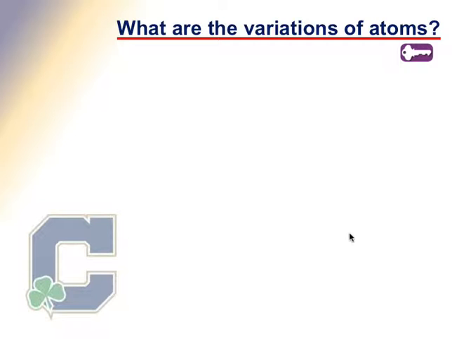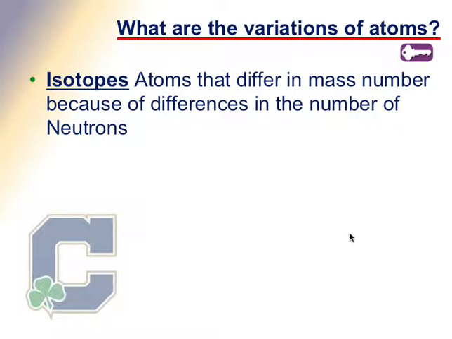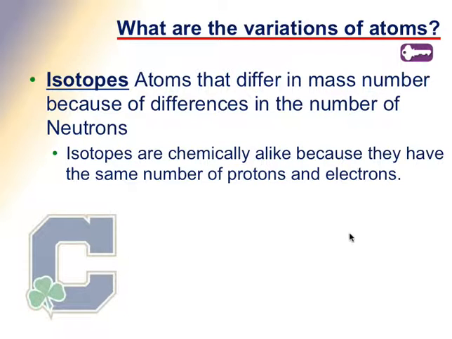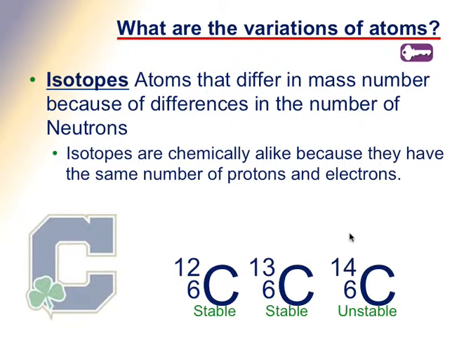So what are the variations of elements? Well, there's two major groups, variations of atoms. Okay, the first one we just talked about a little bit. Those are known as isotopes. Isotopes differ in their mass number because they have different numbers of neutrons. Remember, I cannot change the number of protons, but if I change the number of neutrons, okay, it's still the same type of atom, but now it's just an isotope of that atom. Okay, isotopes again are chemically alike because they have the same number of protons.